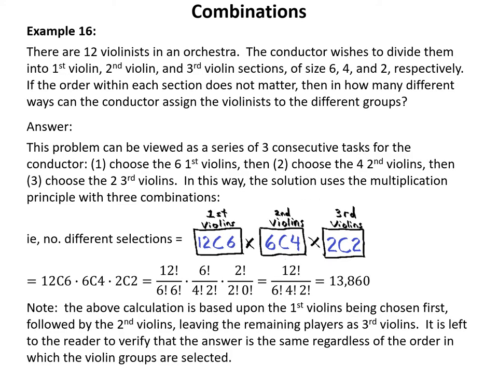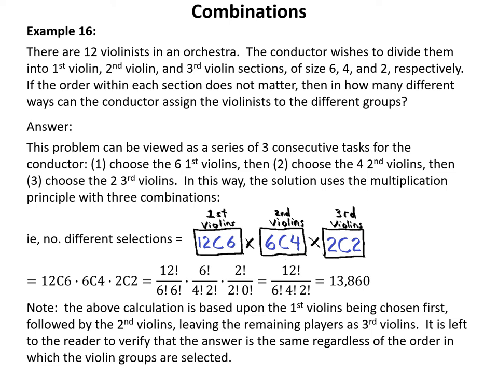In example 16, we're looking at an orchestra. We've got an orchestra with 12 violinists in it, and the conductor would like to divide them into three sections: the first violin, second violin, and third violin sections. The sizes of those sections are 6, 4, and 2, respectively. Now, if the order within each section does not matter, then in how many different ways can the conductor assign the violinists to the different groups?